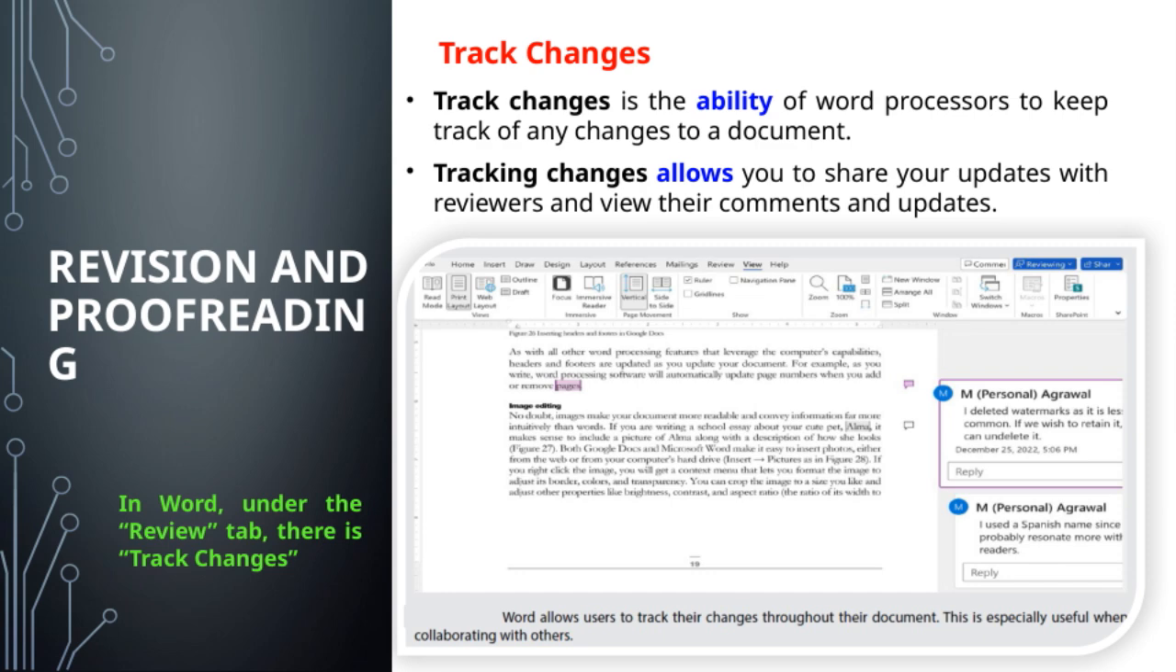Now in Word, if you go to the Review tab, you'll find the Track Changes feature. This is a really useful tool because it allows you to keep track of any changes you make to a document. Essentially, it acts like a digital red pen, highlighting what's been added, deleted, or modified.